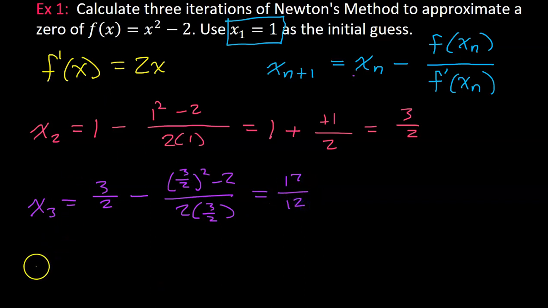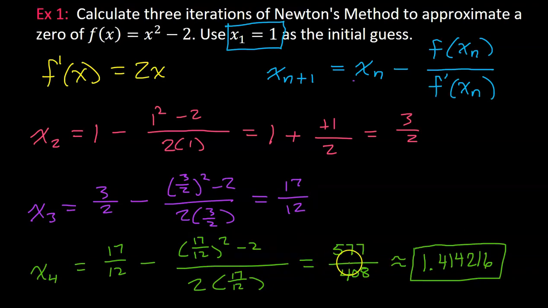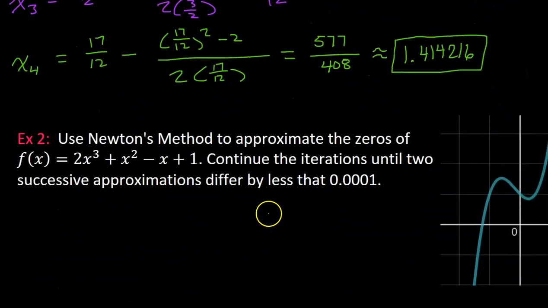So if I want to find x4, I'm going to now start with 17 over 12. And now I will have 17 over 12 squared minus 2 divided by 2 times 17 over 12. Well, that turns out to be 577 over 408, which is approximately 1.414216. So that would be our approximation. Let's jump on down to example 2.